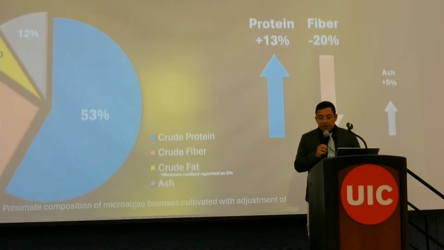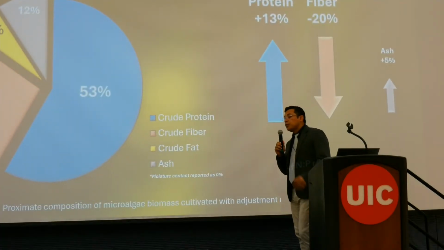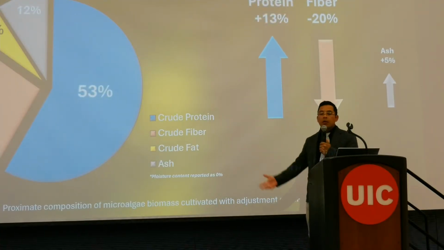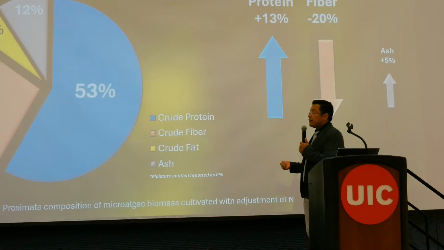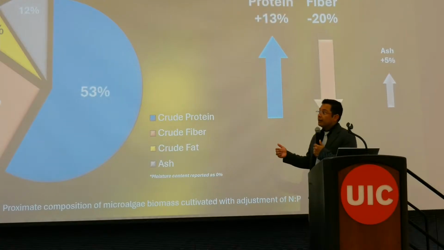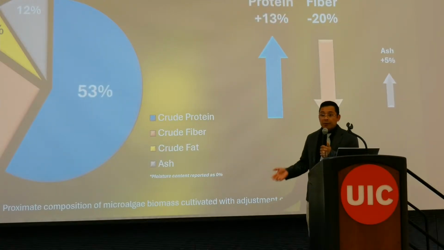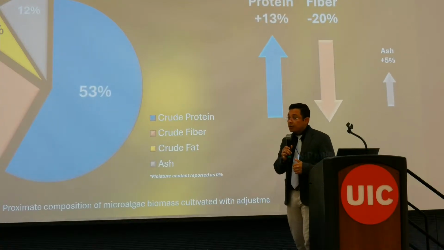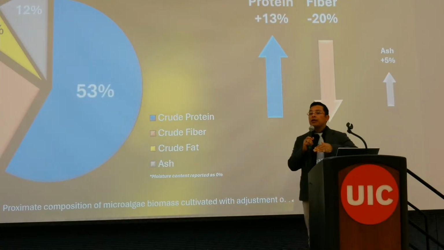So after the optimization process, we were able to improve the overall quality of the biomass by increasing the protein by on average 13%, and also reducing the fiber content on average 20%, which is something good because now we need less energy to process this biomass and turn it into something else.